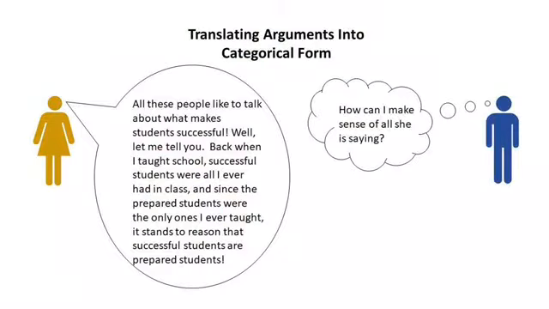So here's this teacher. She's dressed in gold over on the left-hand side, and she says, all these people like to talk about what makes students successful. Well, let me tell you. Back when I taught school, successful students were all I ever had in class. And since the prepared ones were the only ones I ever taught, it stands to reason that successful students are prepared students. And a little guy in blue is thinking, how can I make sense of all she is saying? I mean, she said a whole bunch of stuff, and now he's got to try to figure out how to bring that into categorical form so that he can analyze it more easily.